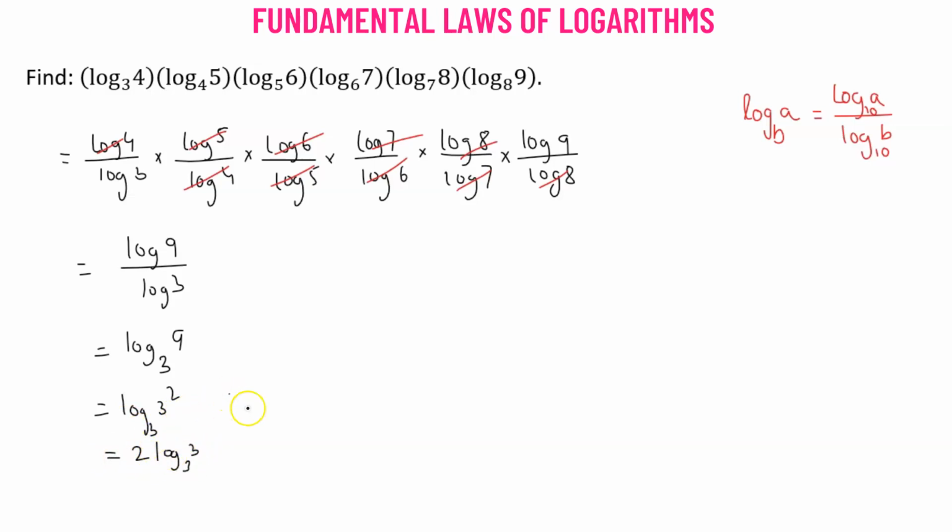So here we have applied the property that if we have log of a raised to the power of b, that equals b times log of a. Now we are left with 2 times log of 3 with the base of 3. Here we have another property of logarithm: log of a with the base of a is always equal to 1. Our a value is 3, so log of 3 with the base of 3 equals 1. That means we get 2 times 1, which equals 2. So the value of this given expression is 2.